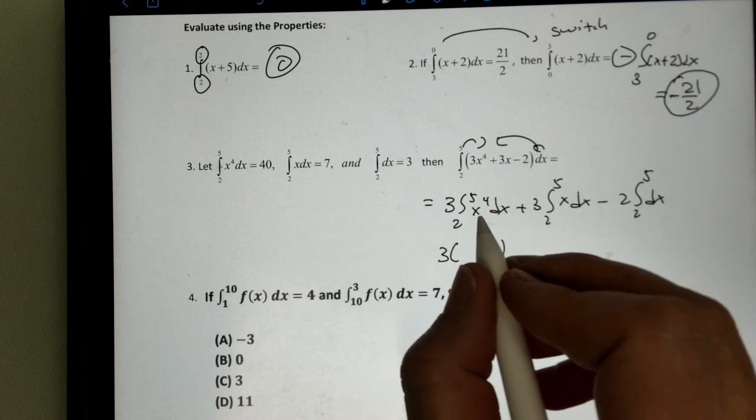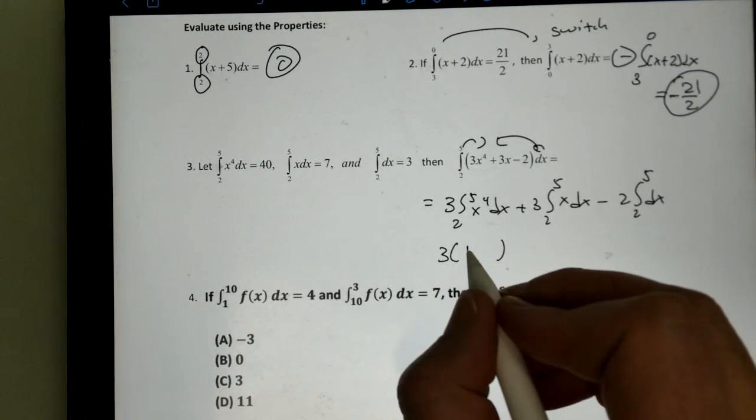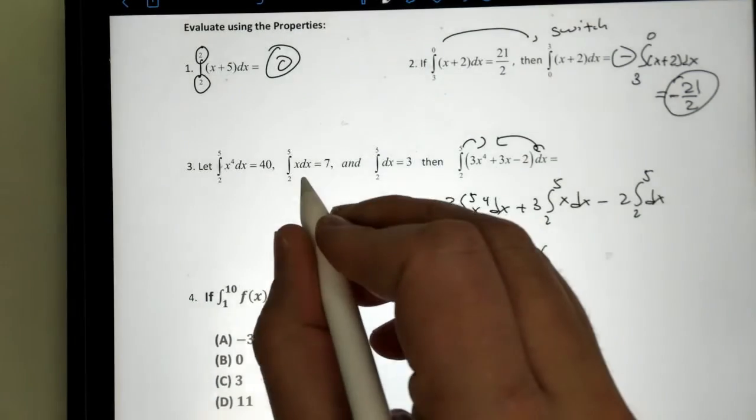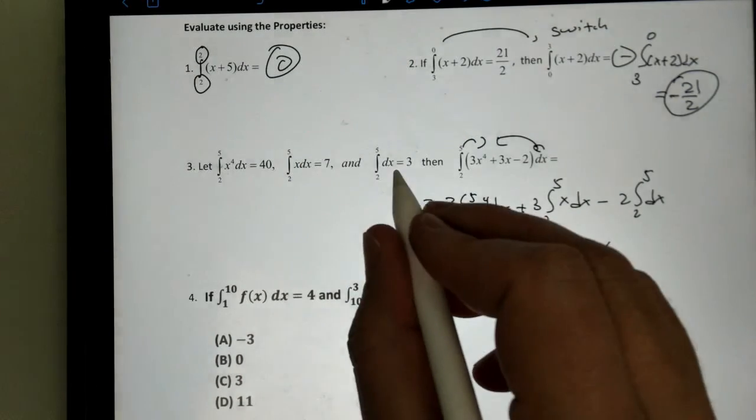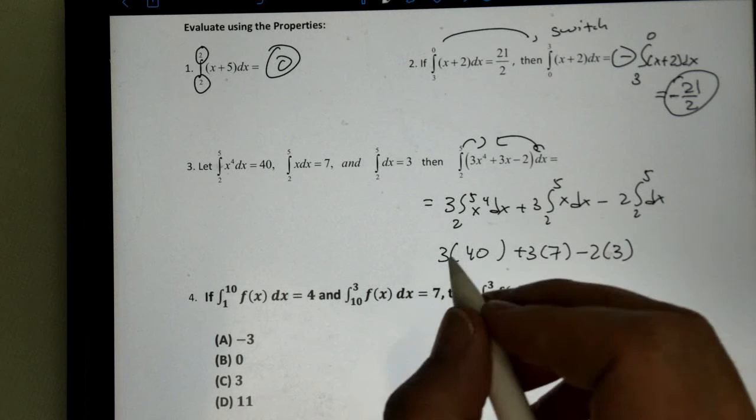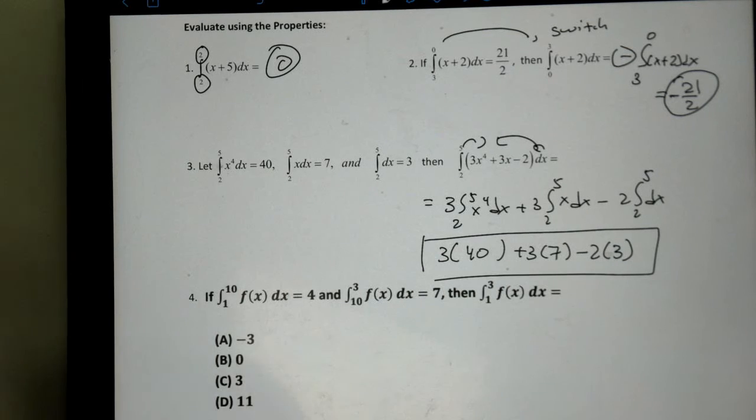So for the first one, x to the 4th, they tell me that was 40. For x, they tell me the area from 2 to 5 is 7. And then from 2 to 5 for 3, that becomes a 3 there. I don't know what that is. I'm just going to leave it alone, honestly.